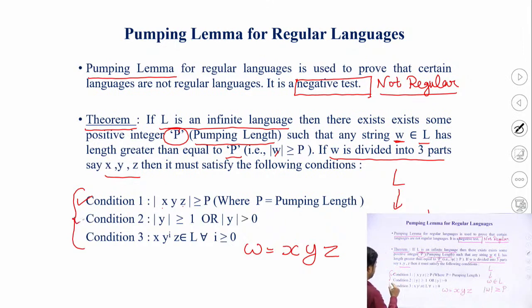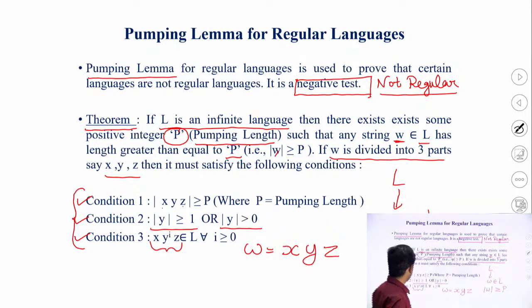Second is that the length of y, mod of y, is greater than or equal to 1, or in some books it is also written as mod of y is greater than 0. Both are the same condition. And the third condition is x y^i z belongs to L for all i greater than or equal to 0. So these three conditions must be satisfied. If any of these conditions fail, then we can definitely say that my language is not regular.